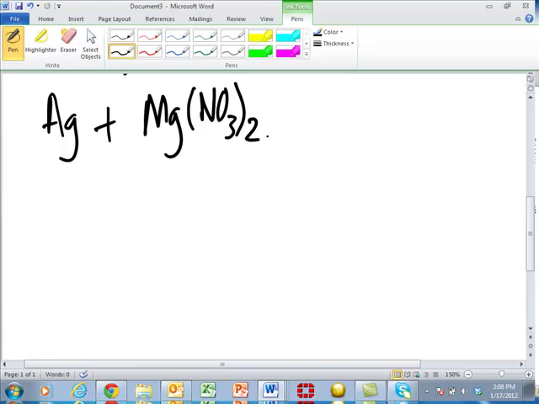So find silver, Ag, put your finger on it. Find Mg, magnesium. Which one's higher on the list? Mg. So Mg will take the anion. But here Mg already has the anion. So is there going to be a reaction? No. So in this case you would just write NR, no reaction, because magnesium already has the anion, so it's going to keep it.